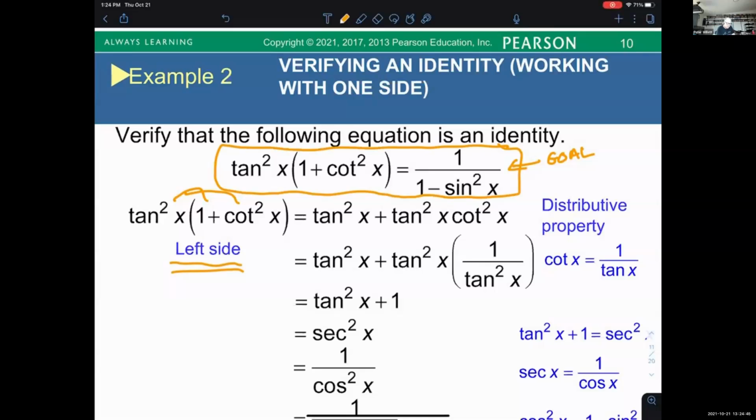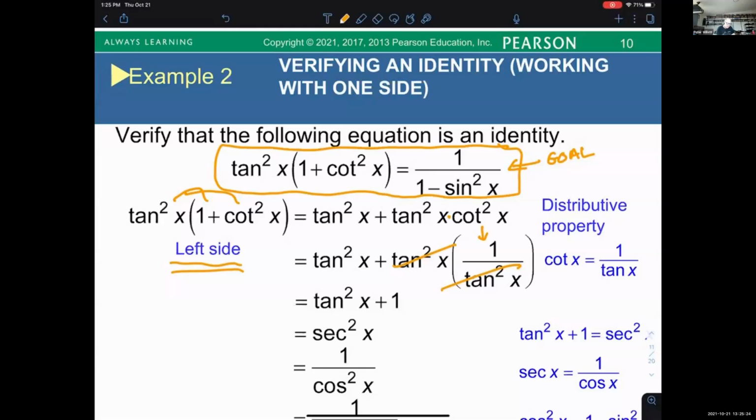And then they had tan squared x times cotangent squared x. Well, you may recall that cotangent is the reciprocal of tangent. So they rewrote cotangent as the reciprocal of tangent in the next step, because then you can see that when you multiply tan squared x by cotan squared x, since they're reciprocals, you just get 1. So they get a cancellation here, and that's simplified down to just being a 1. So that made the whole thing become tan squared x plus 1.